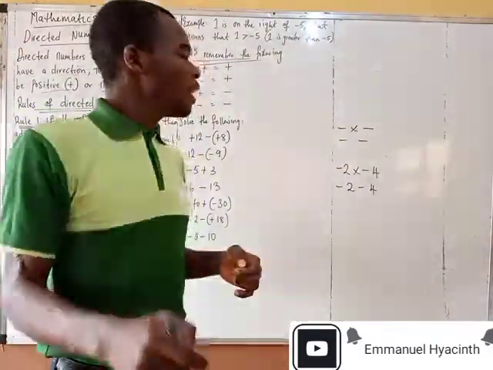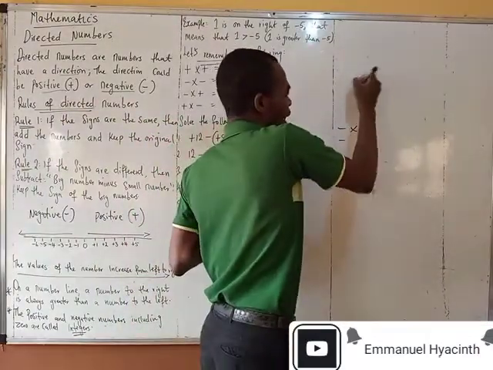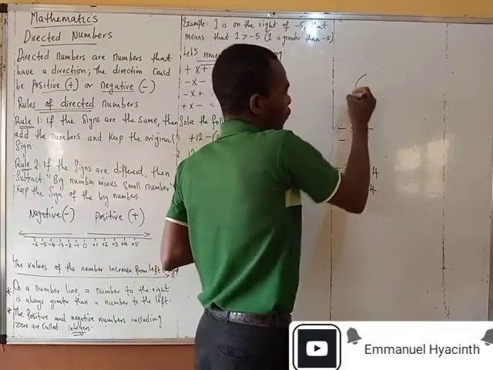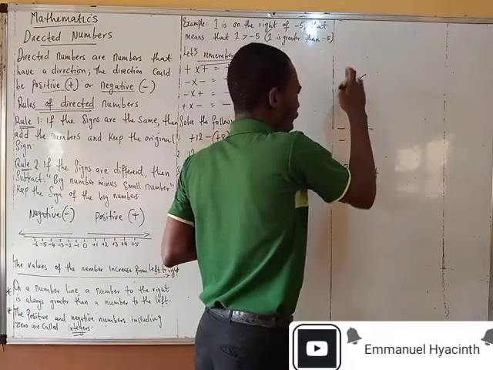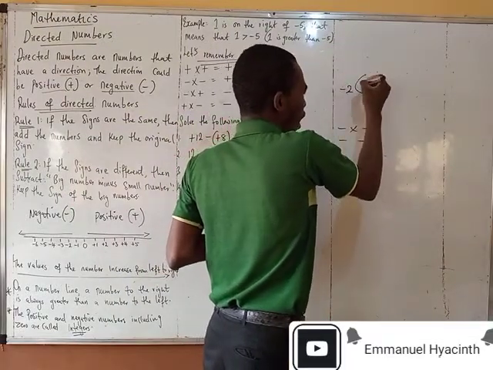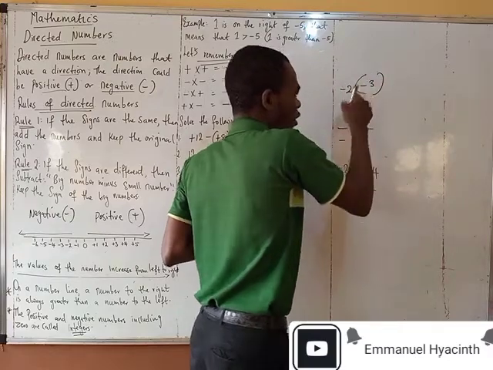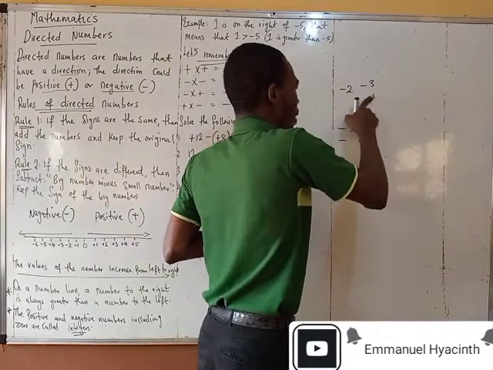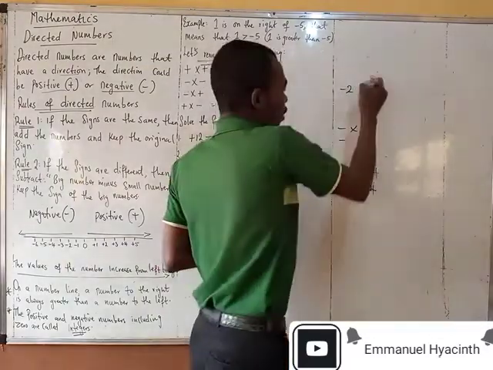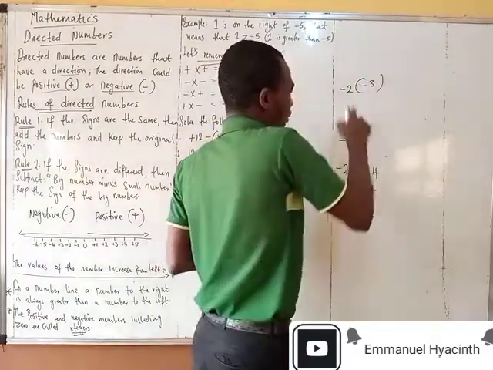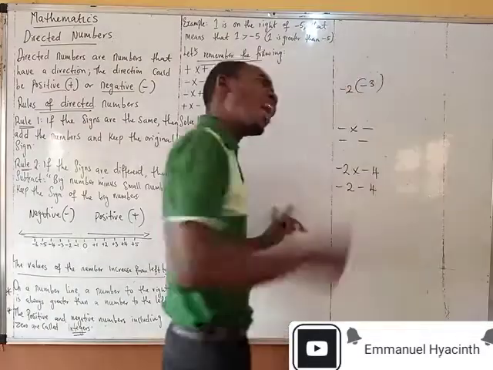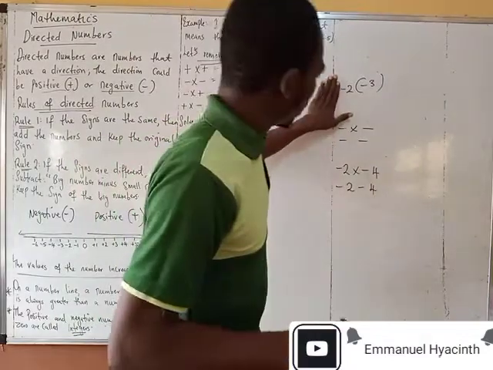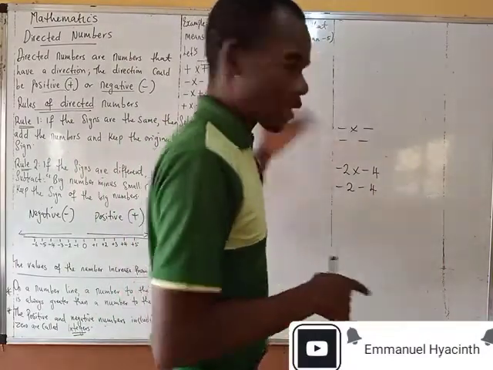And that reminds me, please, anytime a bracket is before a number, it means times. If, for example, now, if I have minus 2 and then I have in bracket 3, this bracket here means times. If there is no bracket, it's just normal minus 2 minus 3. But if there is bracket, it means times. It means minus 2 times minus 3. So anytime a bracket comes before a number, it means times. Okay? In algebra or in directed numbers.